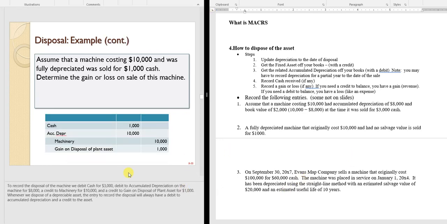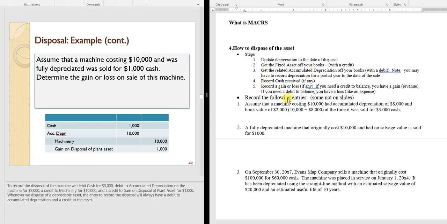Now let's go on. Assume a fully depreciated machine originally cost $10,000. Notice it's fully depreciated. So I need to know how much depreciation is taken. Well, if it costs $10,000, remember I depreciate cost minus salvage value. So cost is $10,000, salvage value is 0. So I would have depreciated all $10,000. It's sold for $1,000. So I'm going to go through the steps.